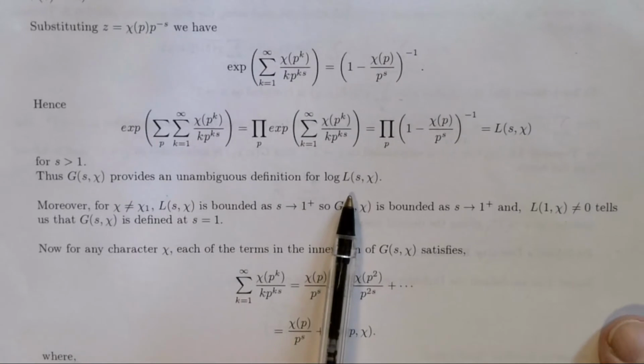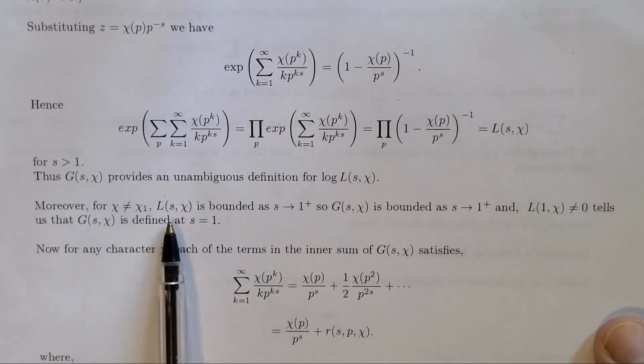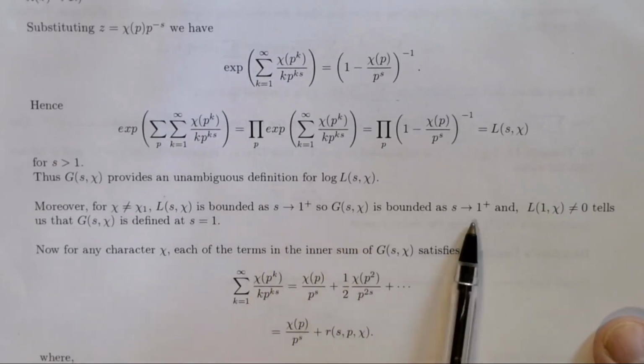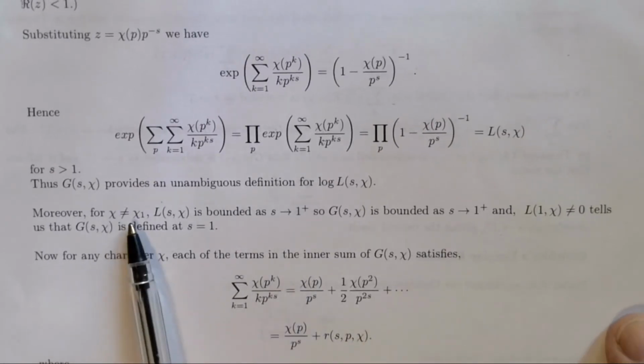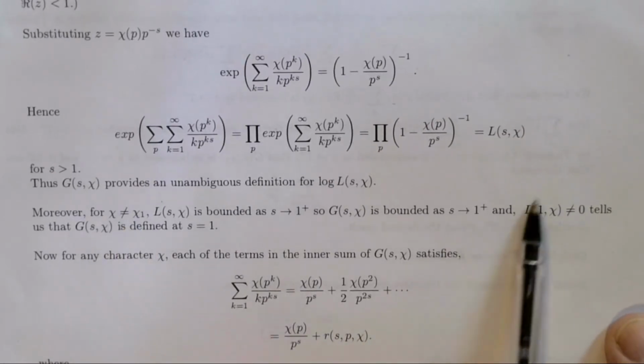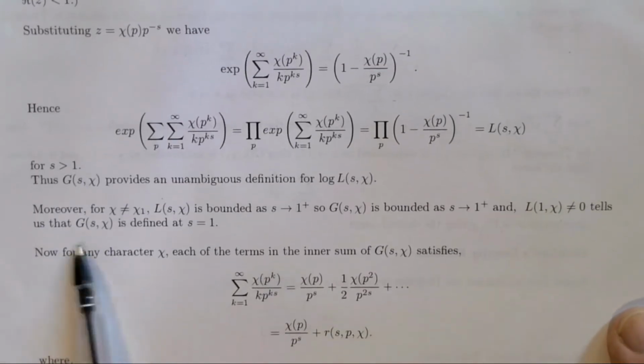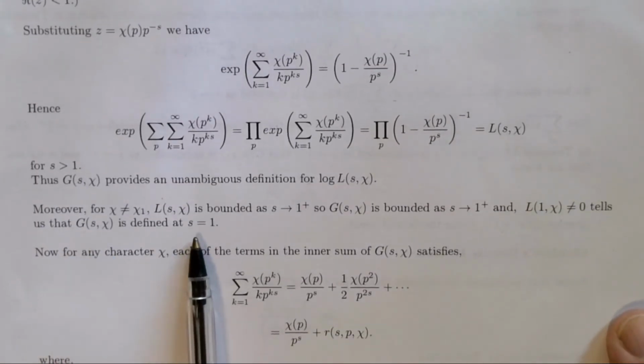Moreover, if chi is not principal, then this is bounded as s goes to 1 from above, and that tells me that g of s and chi is bounded as s goes to 1 from above. This is for non-principal characters, and we're assuming that L of 1 and chi is not 0, and that tells us that g of s and chi is defined at s equals 1, because this is essentially just the logarithm of that.